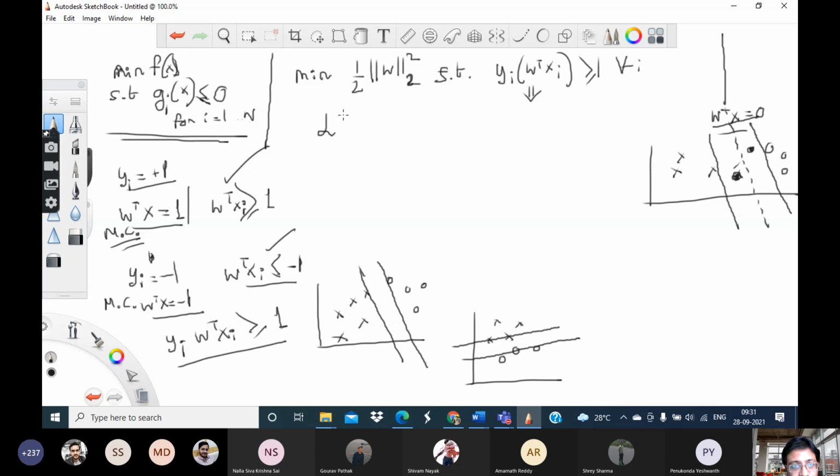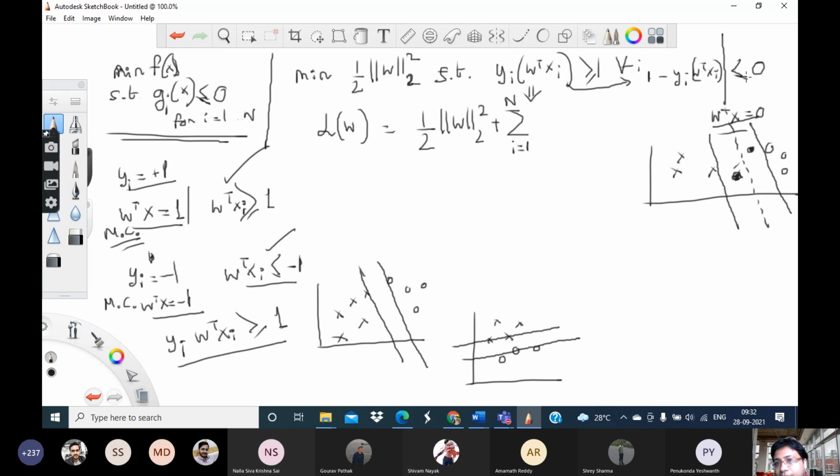So what is that? We define the augmented objective or loss function, which is in terms of W, where we basically add this thing square plus, as I said, you introduce there are n data points, so there are n constraints like that. As we said, we have to bring it to the standard form, which is like saying 1 minus yi W transpose xi is less than or equal to 0. This is the standard form.